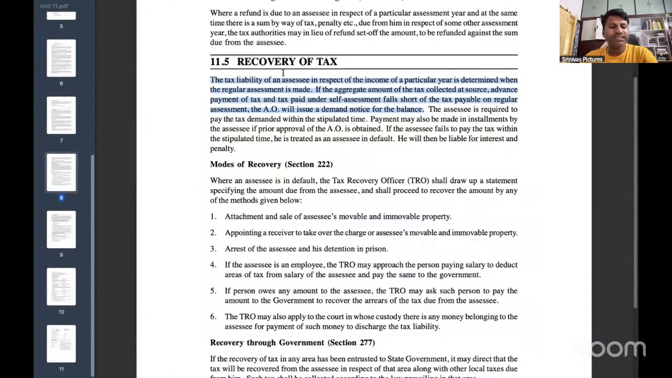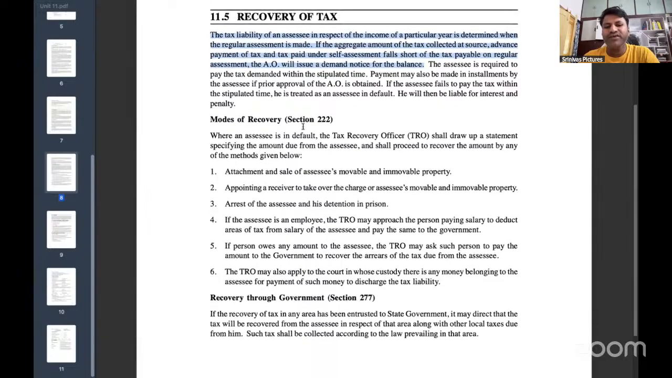So if the tax is not paid on time, the assessing officer will give a notice to the assessee. The assessee is required to pay the tax demand within the stipulated time period, whatever time period is allowed by the department. So within that stipulated time only they have to pay. If they are not able to pay that, they are going to charge the penalty, and we have to pay interest also.